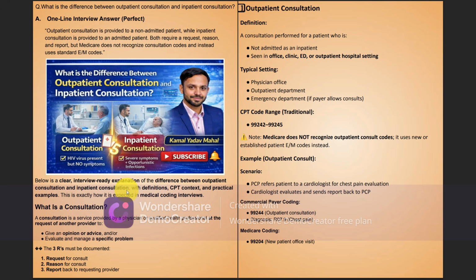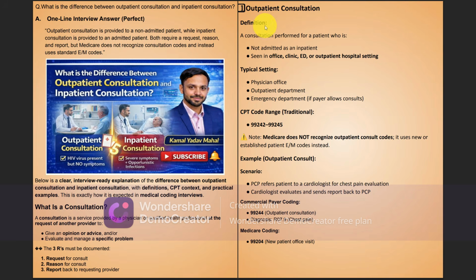Below is a clear interview ready explanation of the difference between outpatient consultation and inpatient consultation: definition, CPT, context and a practical example. This is exactly how it is expected in medical coding interviews. What is a consultation? A consultation is a service provided by a physician or qualified healthcare professional at the request of another provider to give an opinion, advice, or evaluate and manage specific problems. Three R's must be documented: request for the consult, reason for the consult, and report back to the requesting provider.